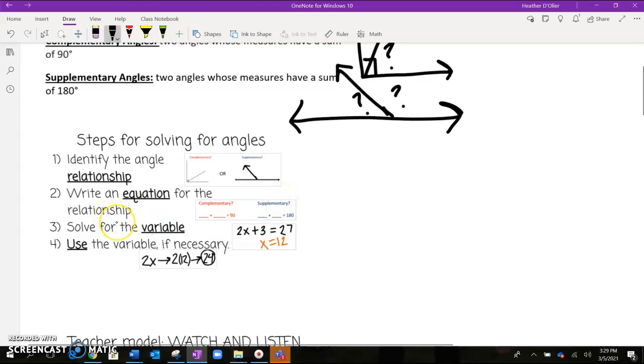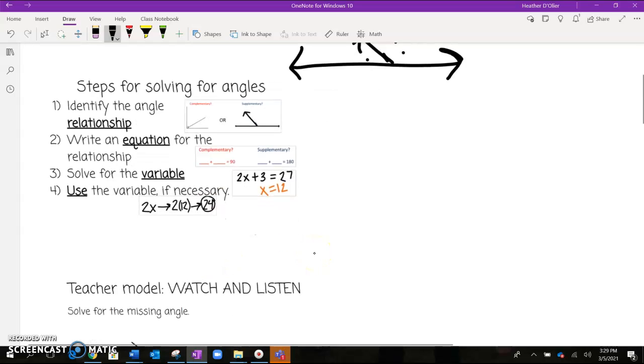All right. Once you have that equation, no matter what it looks like, solve for the variable. All right, I just have an example of 2x plus 3 equals 27. So remember, we'd have to subtract 3 from both sides and then divide by 2. And I got the answer, x equals 12. And then last but not least, sometimes you have to use the variable. That's why it says if necessary, because it's not always necessary. But in this case, like how I got x equals 12, if I had 2x as an answer, I would need to substitute 12 in for x to get that it's 2 times 12, and then 2 times 12 is 24. And that's just an example.